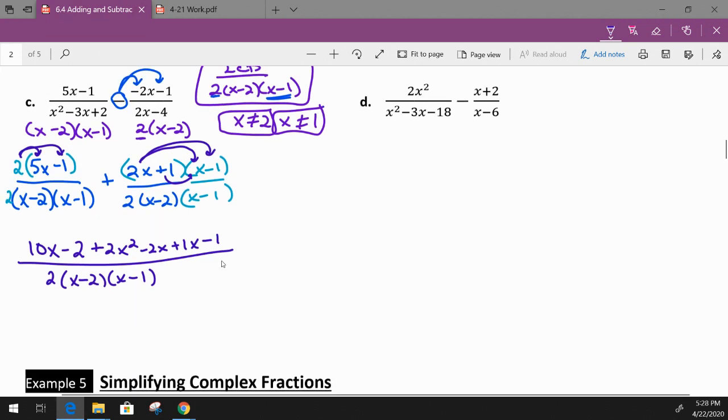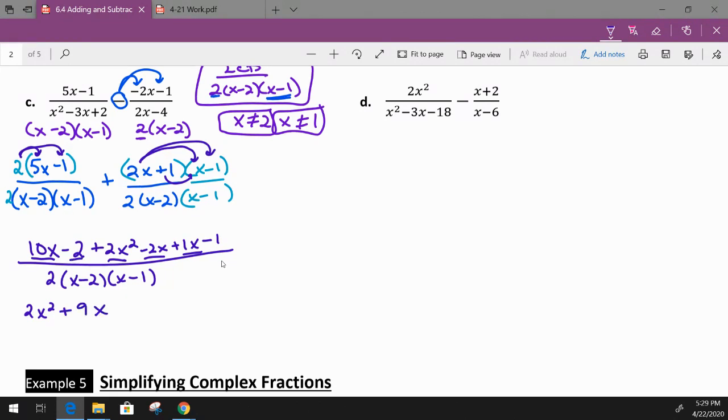Combine your like terms now. So if we look at our like terms, we have a 2x squared. Then you have a 10x minus 2x, that's negative 8, plus 1 is positive 9.